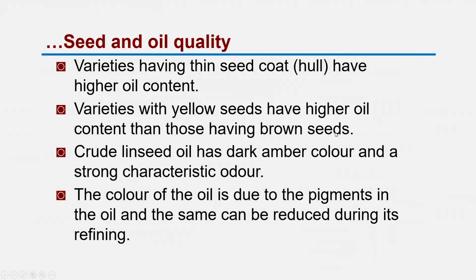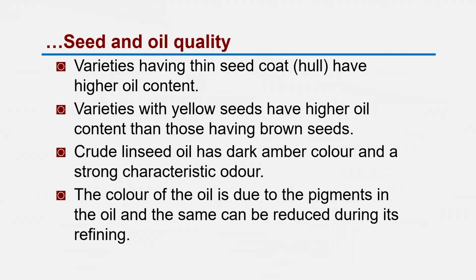Varieties with yellow seeds have higher oil content than those having brown seeds. So, that means the oil content in this crop is a genetically controlled factor also, in addition to the agronomic factors. Here you are seeing that the varieties having black seed have a lesser quantity of oil, but the varieties which have yellow seeds have a higher concentration of oil in their seed.